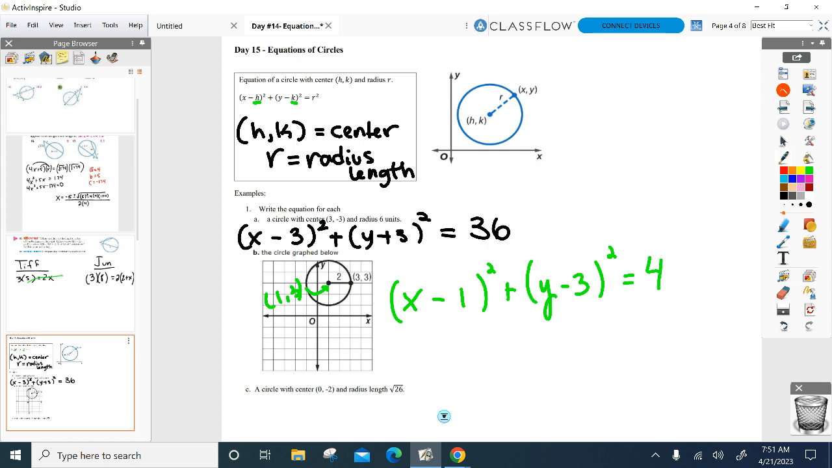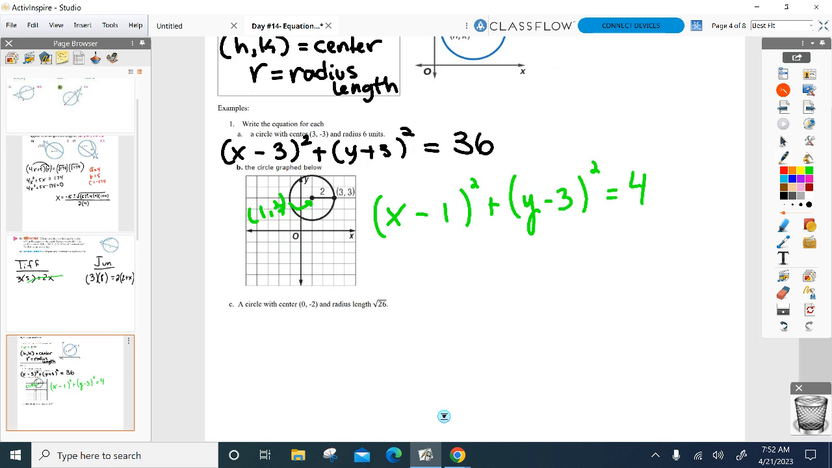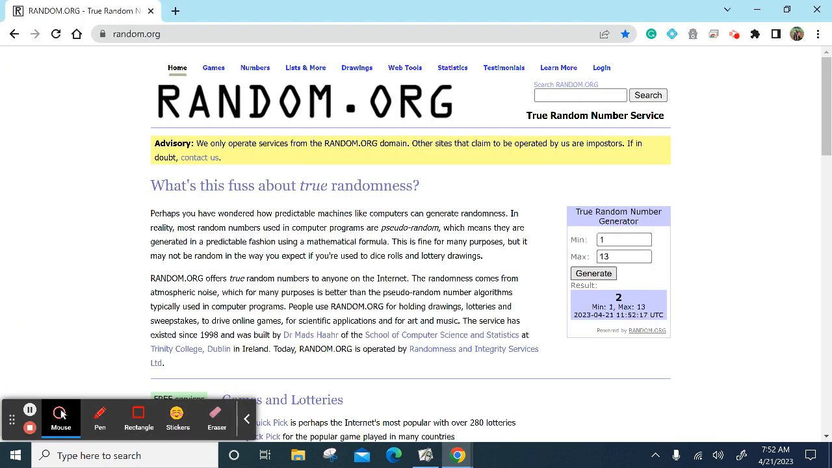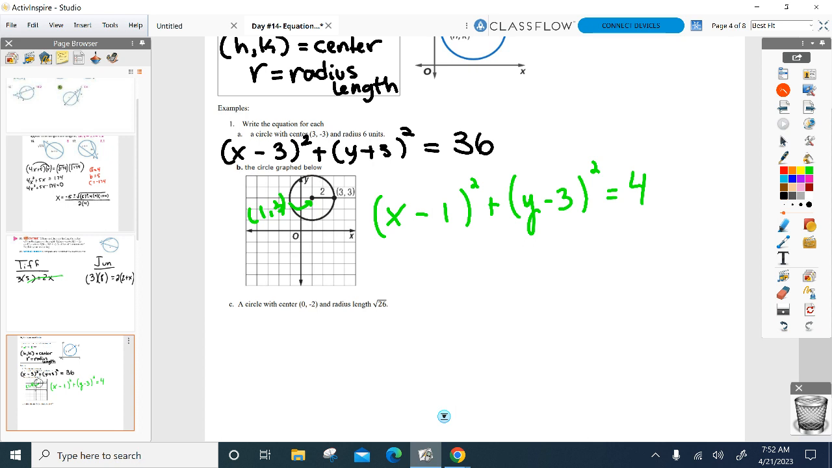So you guys can pick this up. Any issues yet? All right, let's keep going. A center at 0, -2, and a radius length of radical 26. All right, no problem. What's going to go in the first set of parentheses? Nate, what's going to go in that first set? What's the x coordinate of my center? 0. All right, hey, take a look.